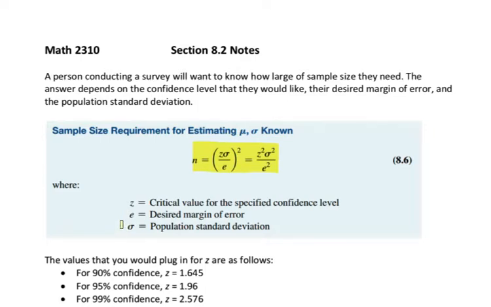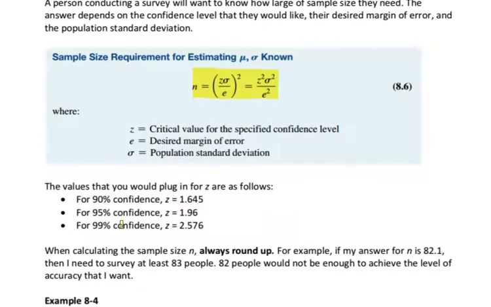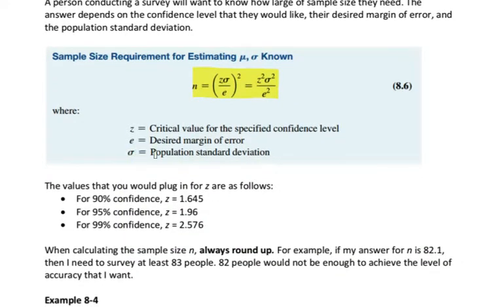So the values that you would plug in for z, if you want 90% confidence, you would use 1.645 for z. For 95% confidence, you would use 1.96. And for 99% confidence, you would use 2.576.